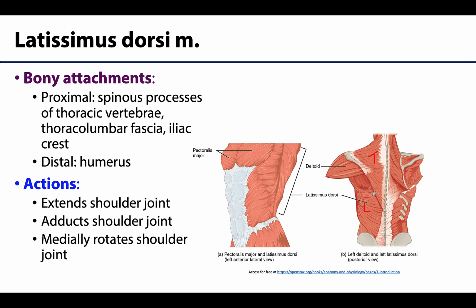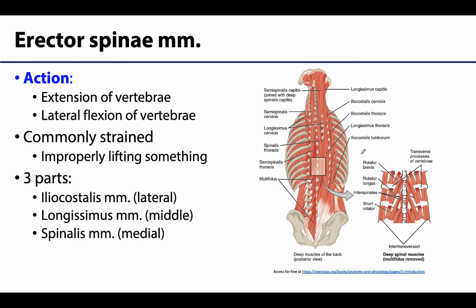If I were to reflect these muscles, I would be looking at these deeper back muscles, a whole complex of muscles referred to as the erector spinae muscles. These muscles are really important in extension of the vertebrae. So, thinking of standing back upright, back in anatomical position, these muscles are going to play a role. They can also play a role in lateral flexion of the vertebrae.